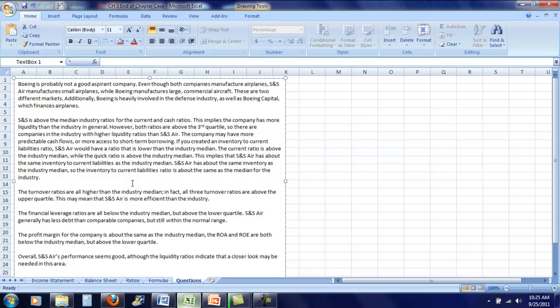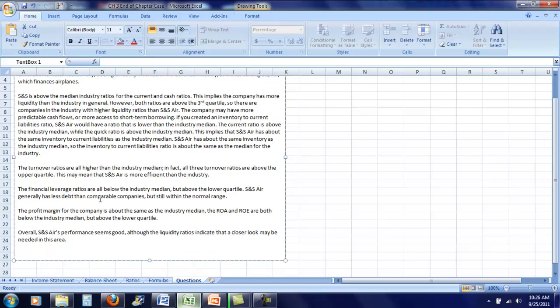So the profit margin for the company is about the same as the industry median. The ROA and the ROE are both below the industry median, but above the lowest part. So they're above the lowest part, but they could work on their profitability ratios.